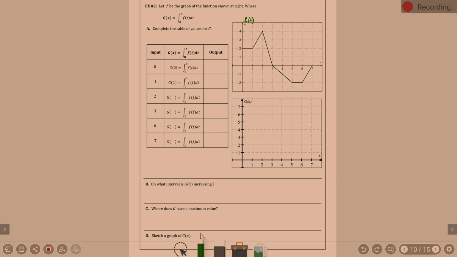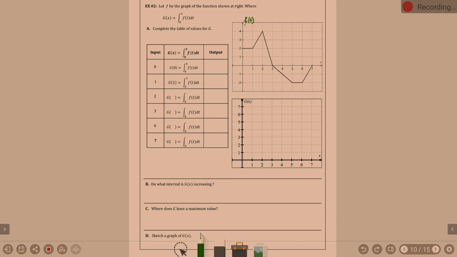Now, they're asking us to complete the table below based on this given information here. That g of x, capital G, is the integral from 0 to x of f of t dt. So similar to what we did previously, we're just going to run into a new little piece of information as we go. So, okay, first one, input is 0, and we're being asked to find g of 0, which if you go back up here, plugging in 0, that means it's going to be 0 to 0 of f of t dt. So the integral from 0 to 0.